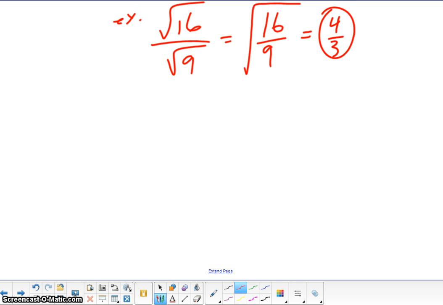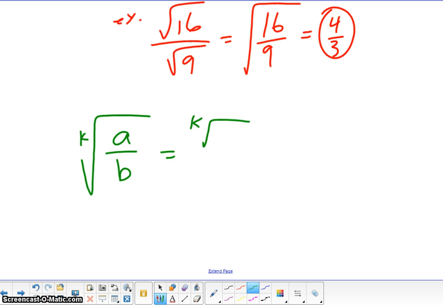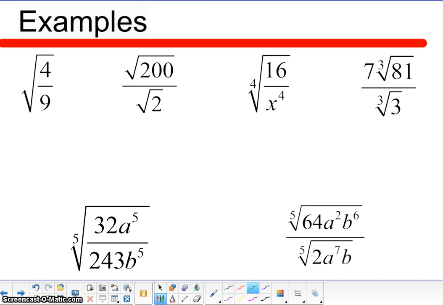I also can do the exact same idea just in reverse. So I can have them all under one radical, and then I can split it up so they both have the same index. And it just makes it easier for some types of problems to either put them all together or separate them. And these examples will show you what I'm talking about.